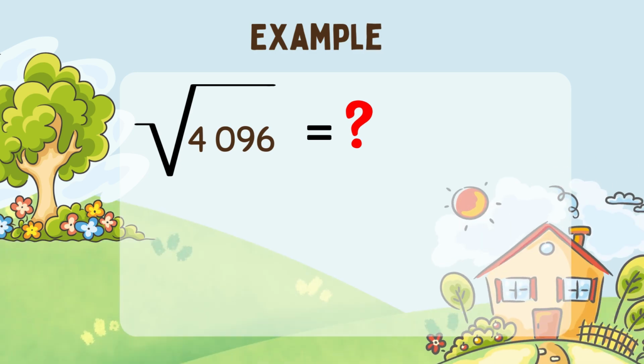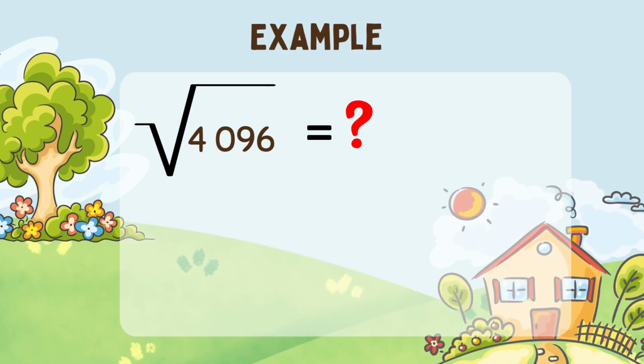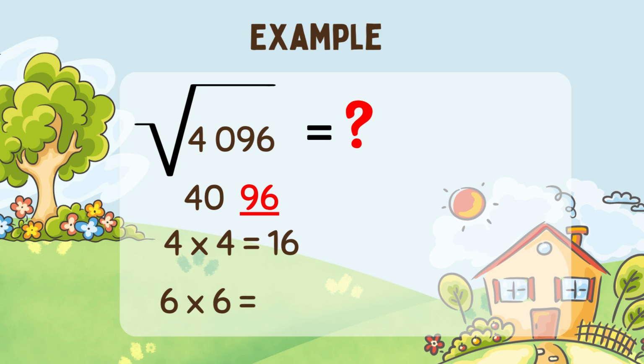Okay, let's move to another example. In this example, we need to calculate the square root of 4096. First, we separate the number into two-digit groups, 96 and 40. Next, we find a number that, when multiplied by itself, gives 6 as the last digit. We have two options. 4 times 4 is equal to 16, and 6 times 6 is equal to 36.